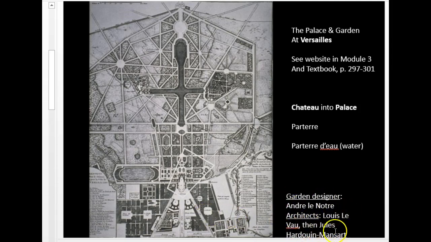The architects, two of them. The gardens, which are morphed over decades. Louis lived a long time. Here's the gardener, and of course Charles Lebrun, the painter. In the garden, please notice these square patches. They are parterres. The darker elements are water parterres, or basins of water.